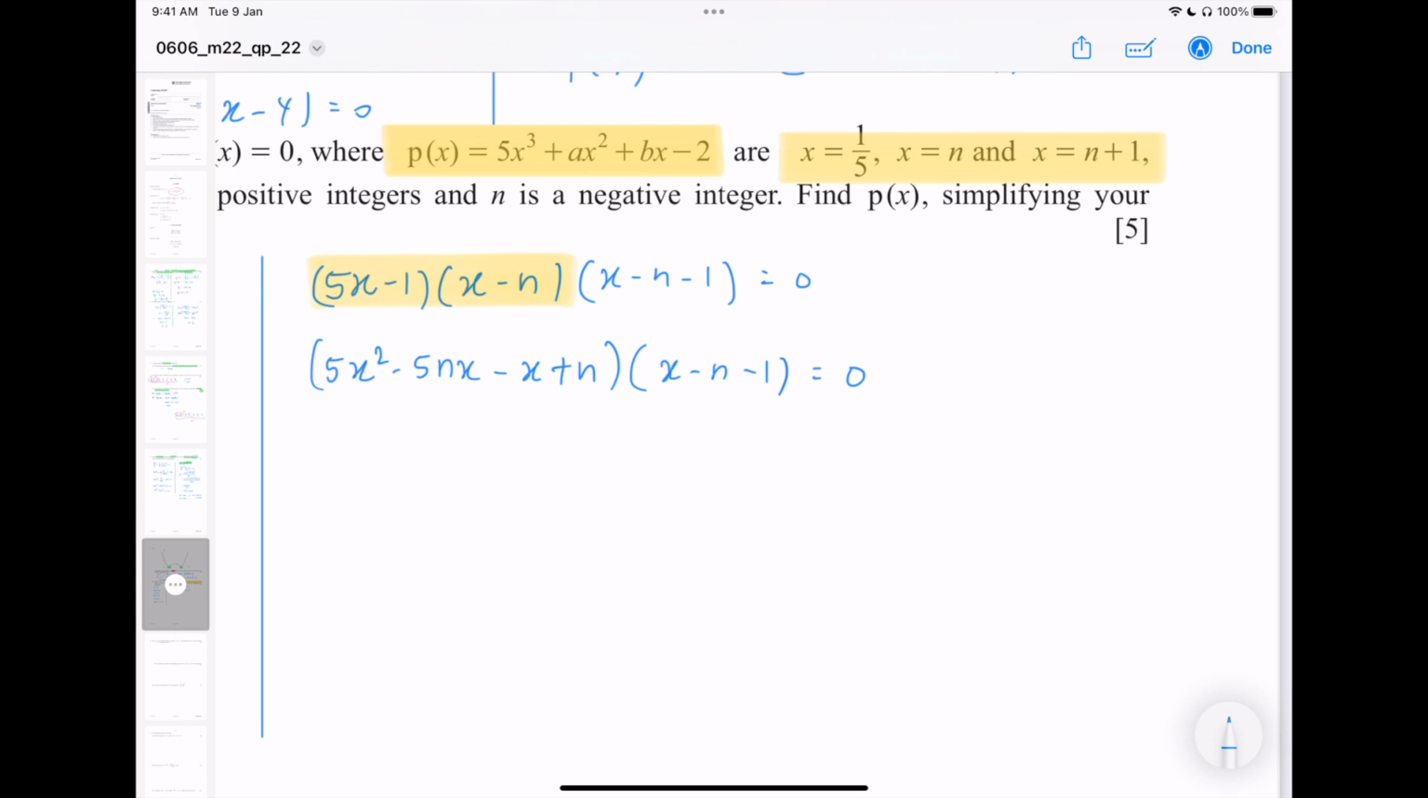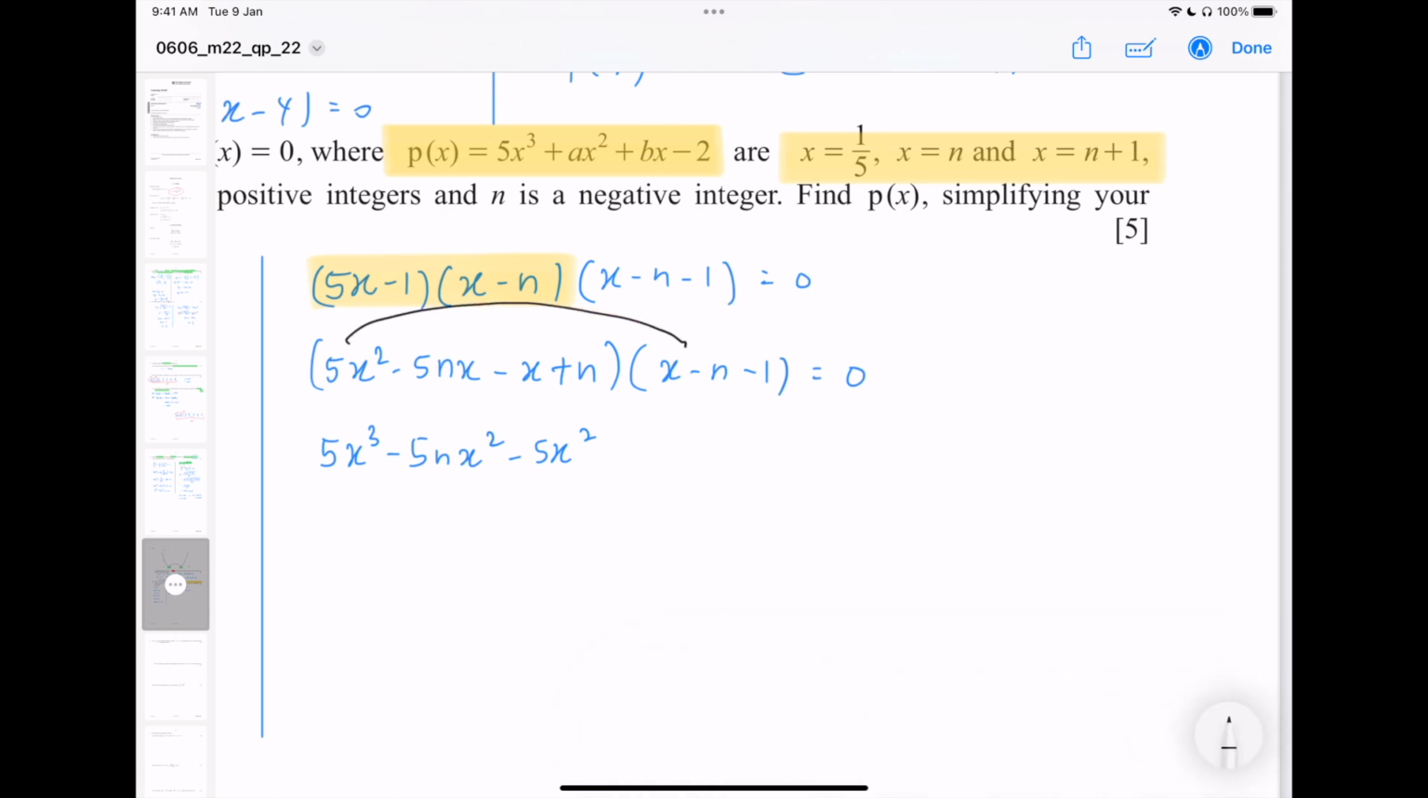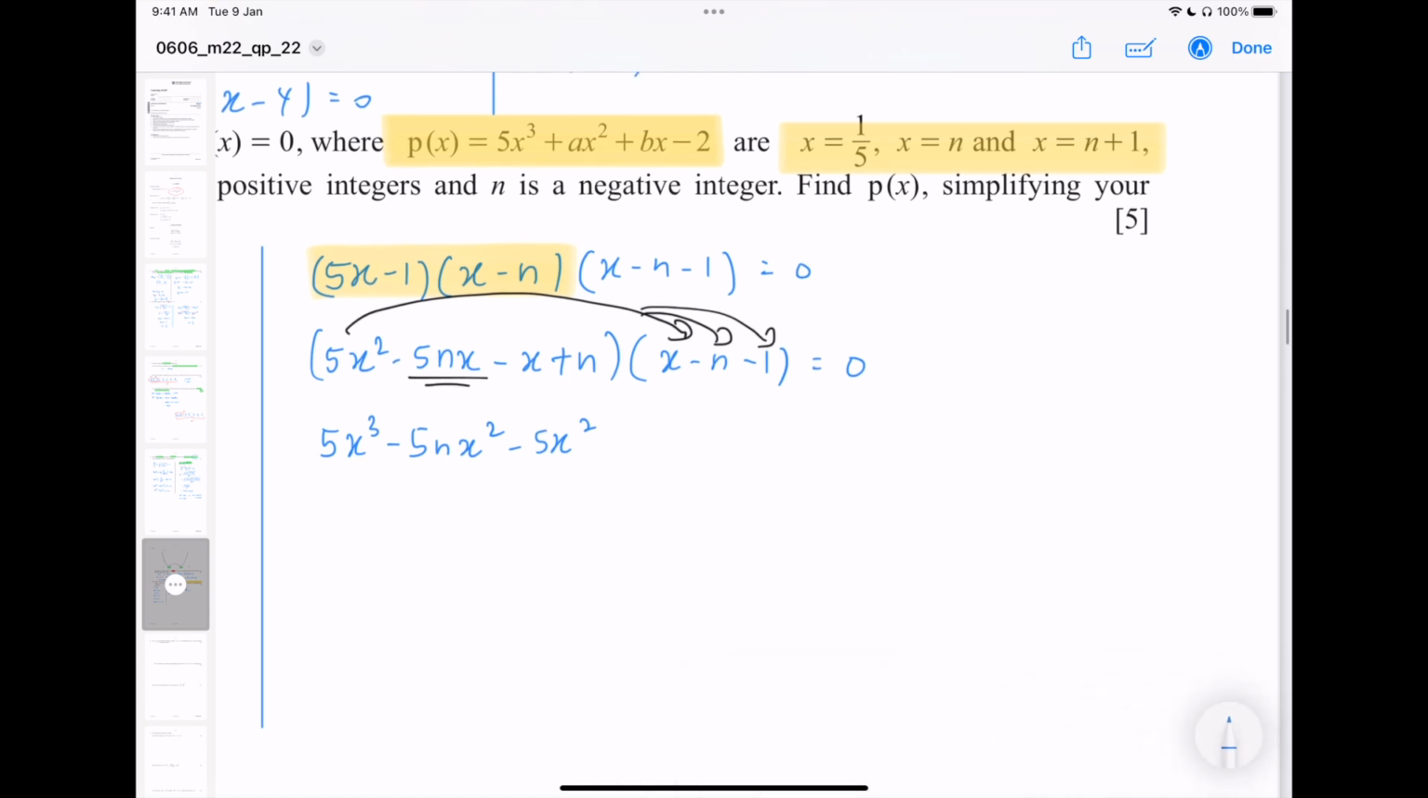5x squared times x, that's 5x cubed. Then you have minus 5nx squared and minus 5x squared. So what I did is, for those who don't know, I'm taking one term and multiplying all three of these terms. And I'm going to do the same for the next. I'm going to times all three of those terms until I'm done expanding. So you can see that it's going to be very, very long.